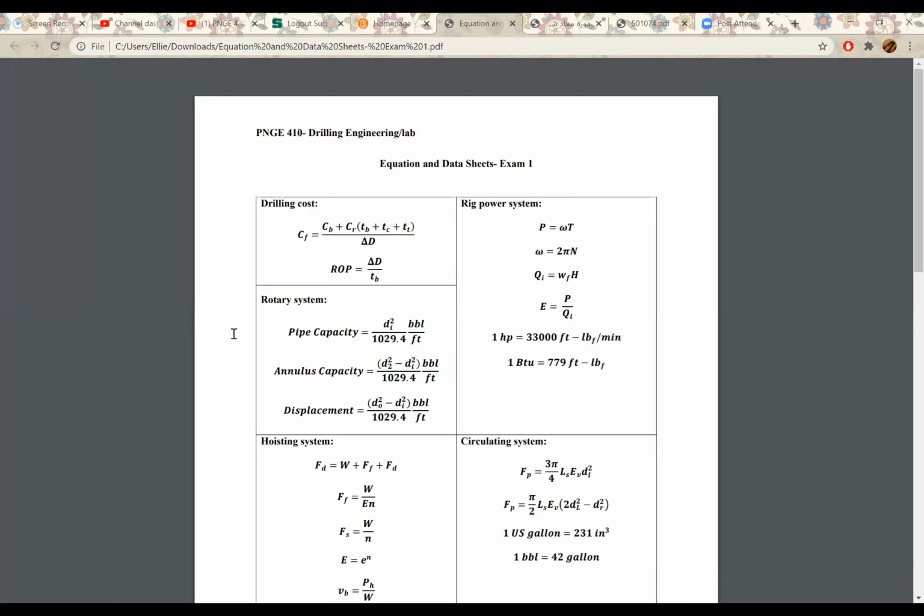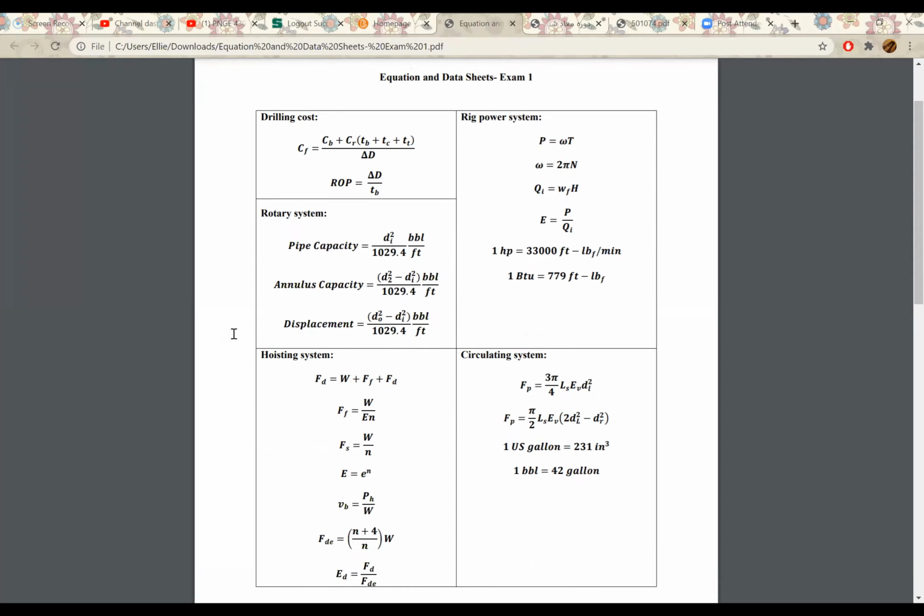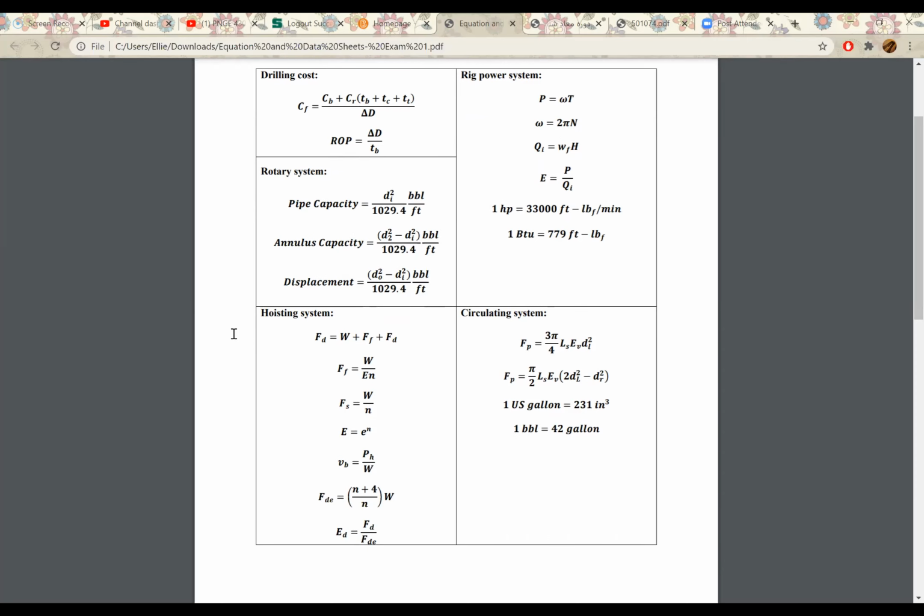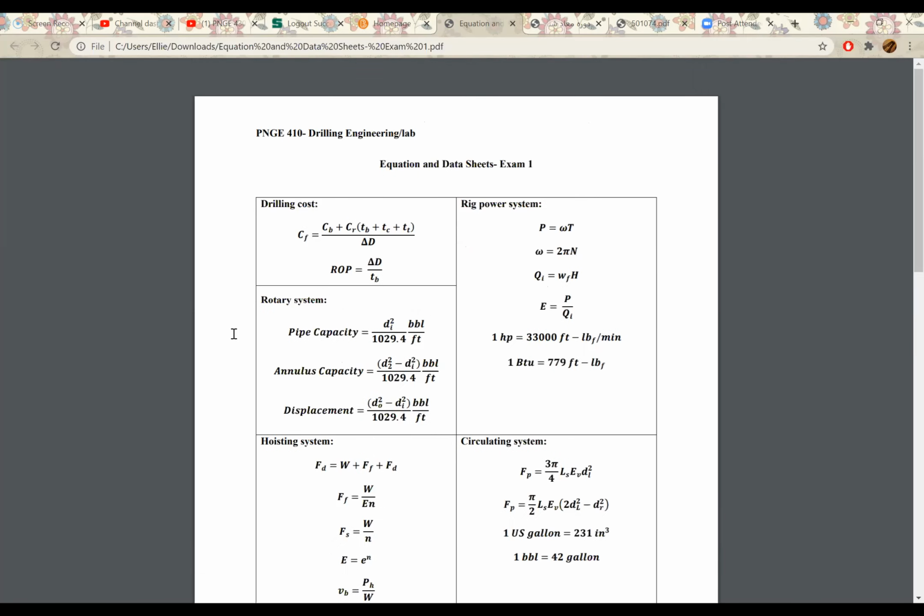You are not allowed to write anything on this equation sheet. You see there are no units. There are some unit conversions, though, but I didn't mention any unit for these equations. You would need to know what units you need to use there, right? And of course, you're not allowed to use notes or a book or anything else. It's a closed book exam.